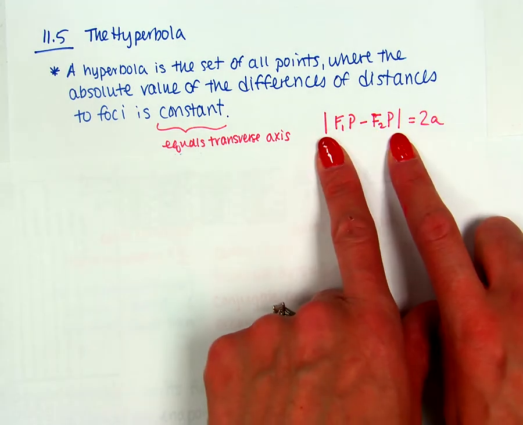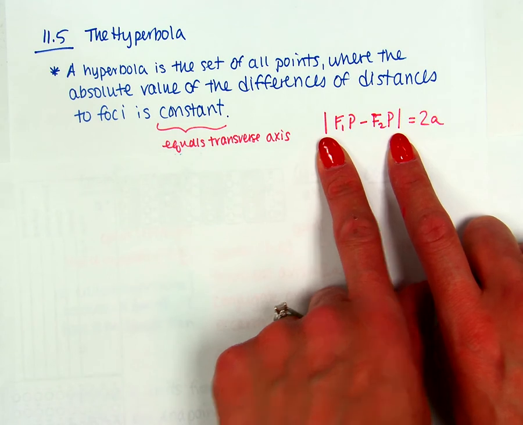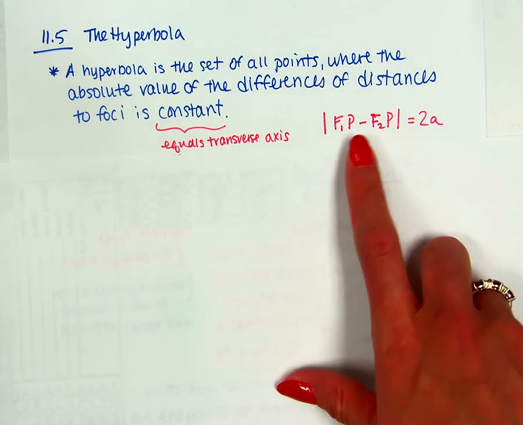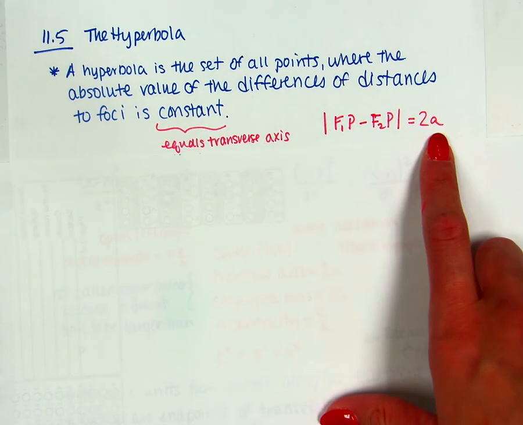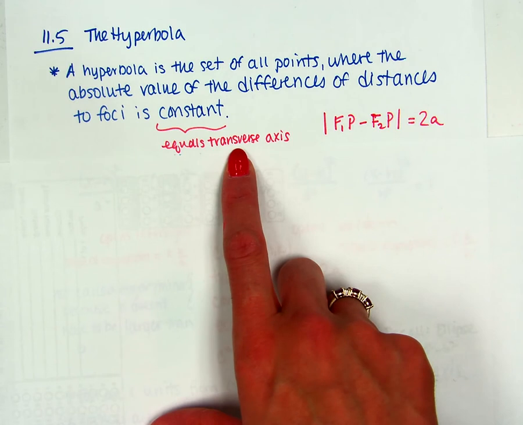And the reason why it has absolute value around it is because when you're subtracting two things, if this one's larger, you would have a negative, but we want that value to be equal to what used to be called the major axis for an ellipse, but in a hyperbola it's called the transverse axis.